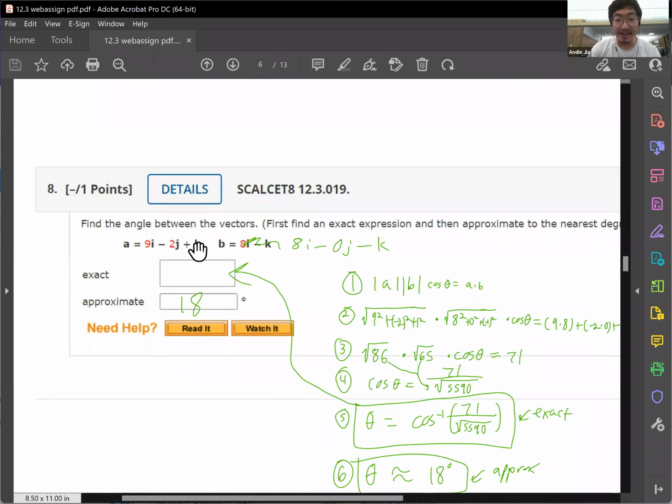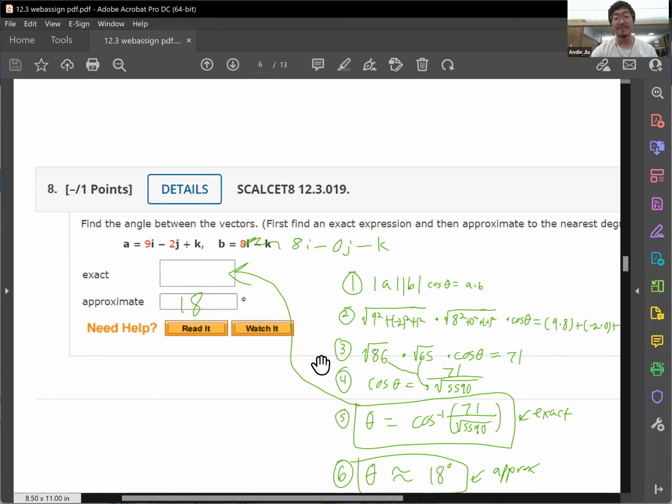Here is the same thing, just rewrite the vector into X, Y, and Z. It's 9, negative 2, 1. And this one is going to be 8, 0, and negative 1. Just make sure to write the vector in numerical form, and then use the same equation as here.